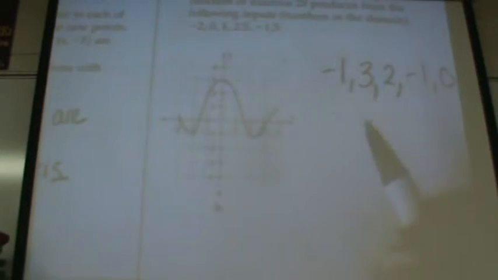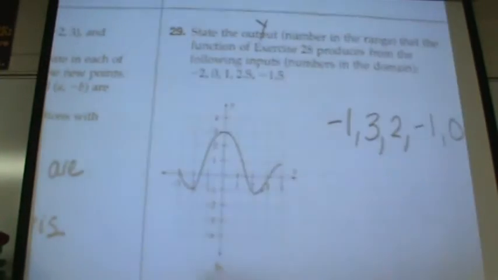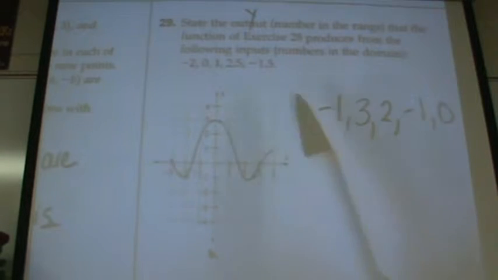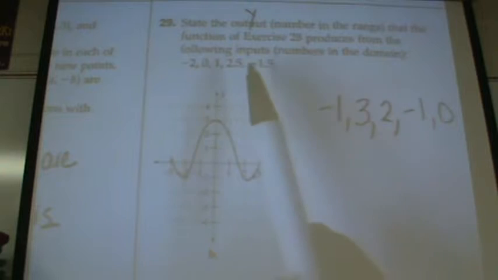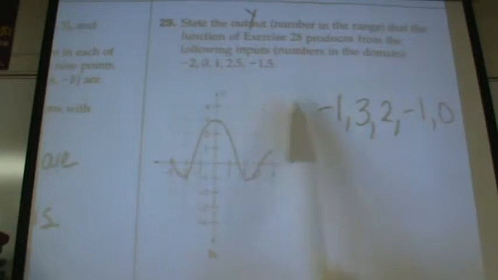For 29, they want you to state the output. The output is the y value. If I give you these inputs, at -2 you get -1. At 0, 3; at 1, 2; at 2.5, -1; and at -1.50.